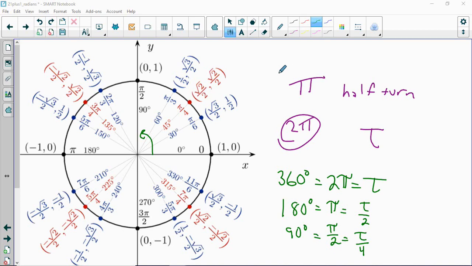And I know that they might seem strange at first, but you got to trust me on this. Degrees are not helpful when you're doing more advanced mathematics. We absolutely need to embrace radians. So hop on board, but hop on board Team Tau.